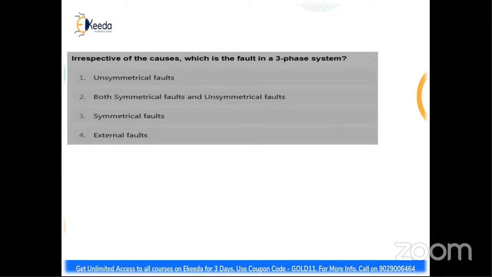Next question: irrespective of the causes, which is the fault in a three-phase system? The options given are unsymmetrical fault, both symmetrical faults and unsymmetrical faults, symmetrical faults, and external faults. That is nothing but both symmetrical faults and unsymmetrical faults, right?